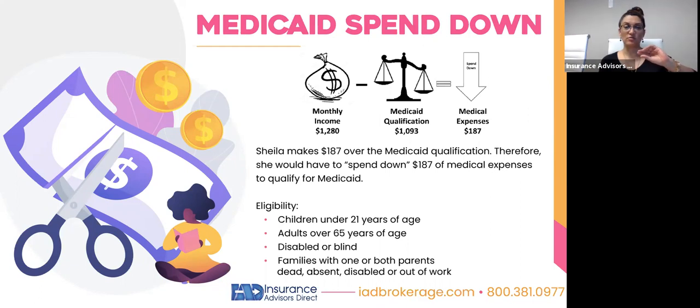And so her medical expenses could be over $187, which would then be her spending down the actual monthly income because of those medical expenses. Does that make sense? I hope it makes sense. If her income is only $1,200 or $1,300 and she's spending $300 or more, now she's qualified as what they call a spend down.